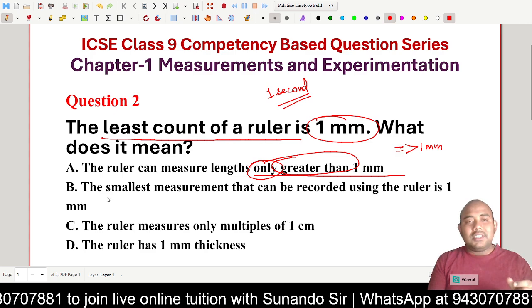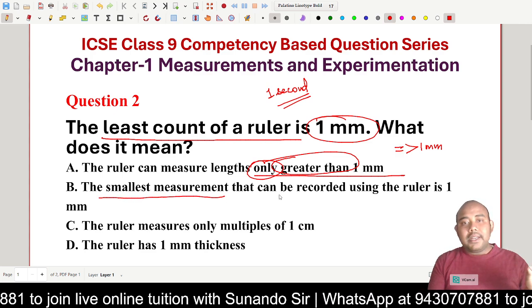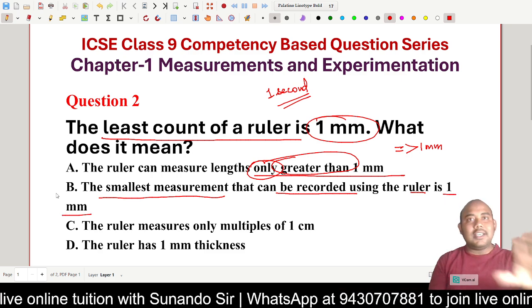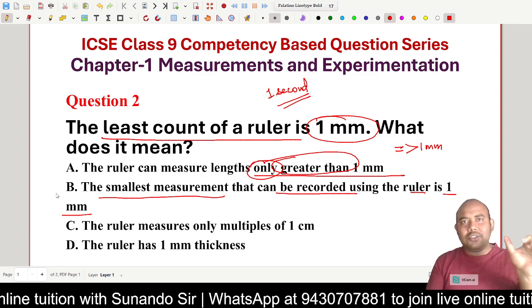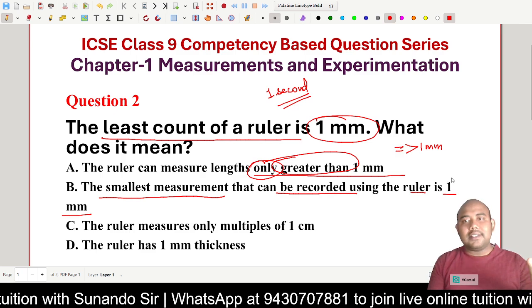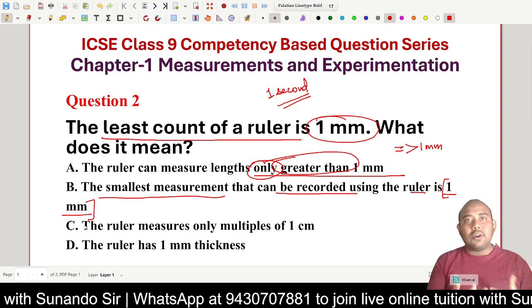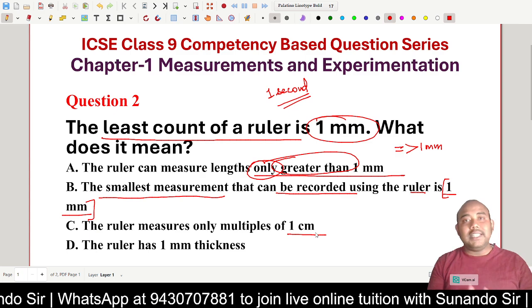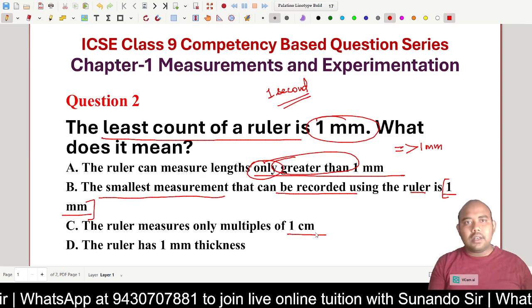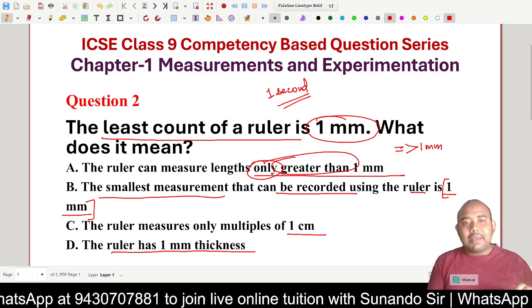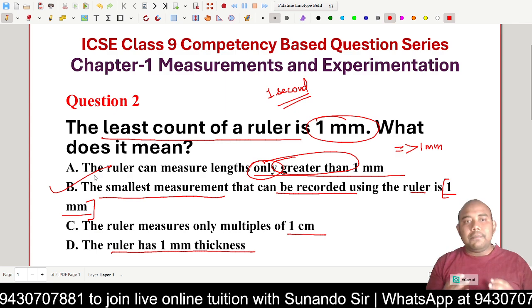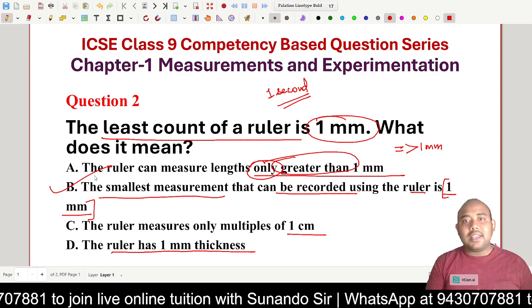The next option says the smallest measurement that can be recorded using this ruler is 1 mm, and this is correct. The smallest measurement that we can take with this ruler is 1 mm. What is option C? Option C says the ruler measures only multiples of 1 centimeter. No, that is not true. A ruler has 1 mm markings. That's definitely wrong.